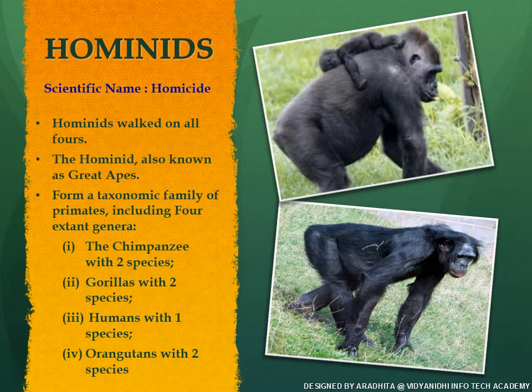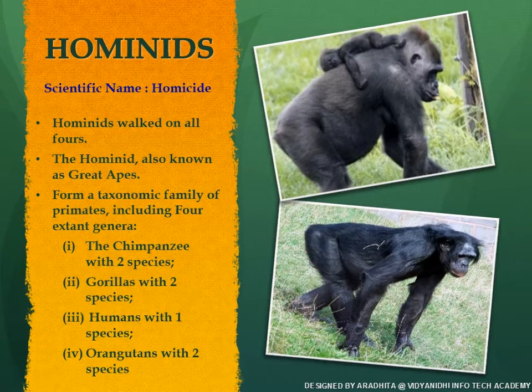Hominids. Hominids walk on all fours. The hominids, also known as great apes, form a taxonomic family of primates including 4 extinct genera: the chimpanzee with 2 species, gorilla with 2 species, humans with 1 species, and the orangutans with 2 species. Scientific name: Hominid.